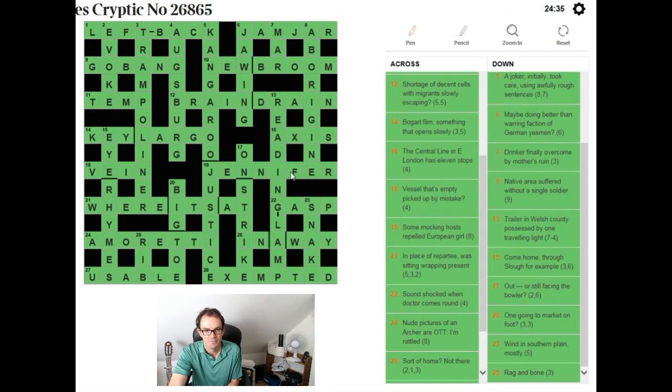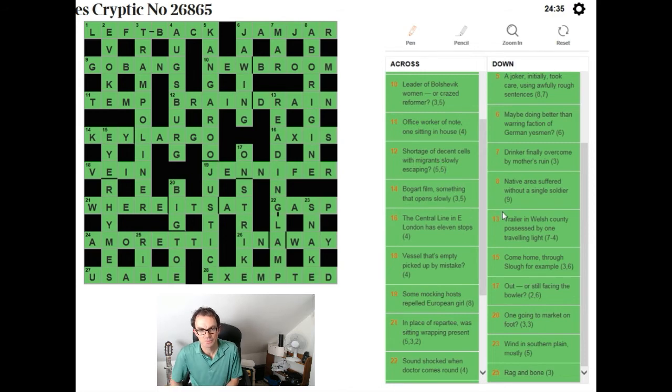The other one that people might have found a bit strange, because it's a sort of cryptic definition, is 12 across, where we've got: shortage of decent cells with migrants slowly escaping.